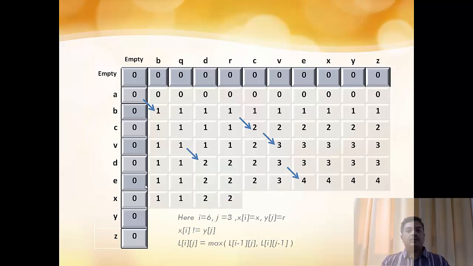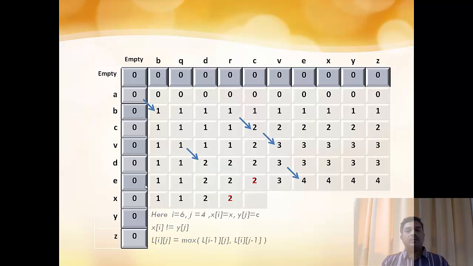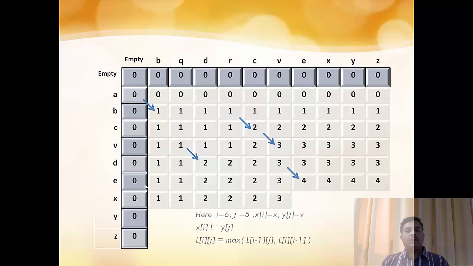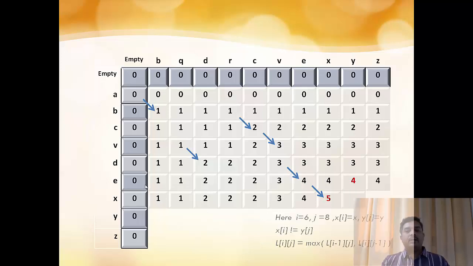X, R not same, taking maximum. X, C not same, taking maximum. X, V not same, taking maximum. X, E not same, taking maximum. X, X now it is same, so we will be doing 4 plus 1, that is 5. Now X, Y not same, taking the maximum. X, Z not same, taking the maximum.